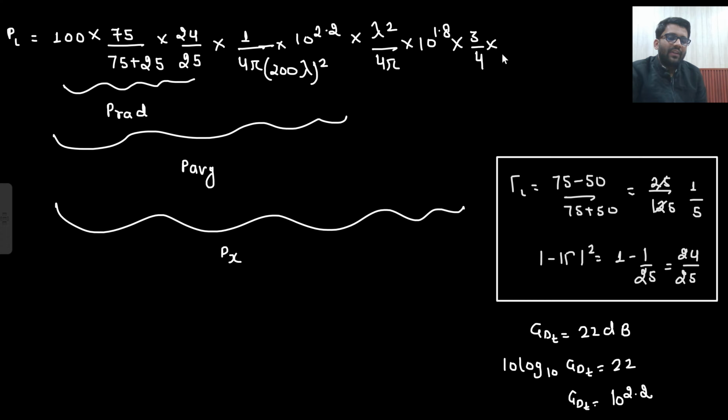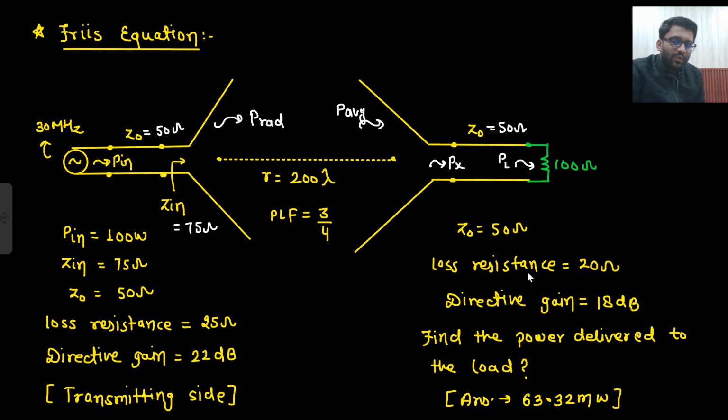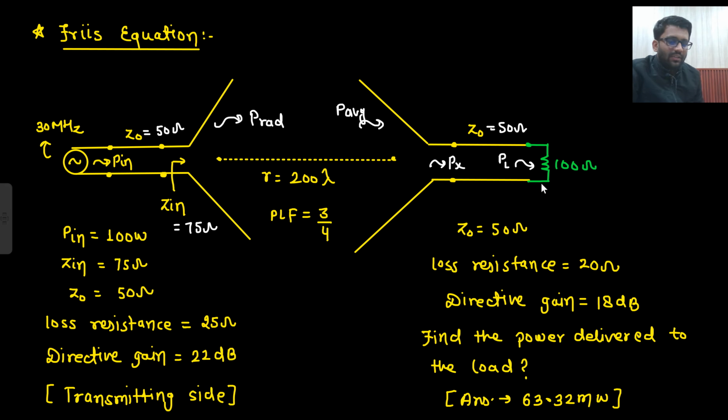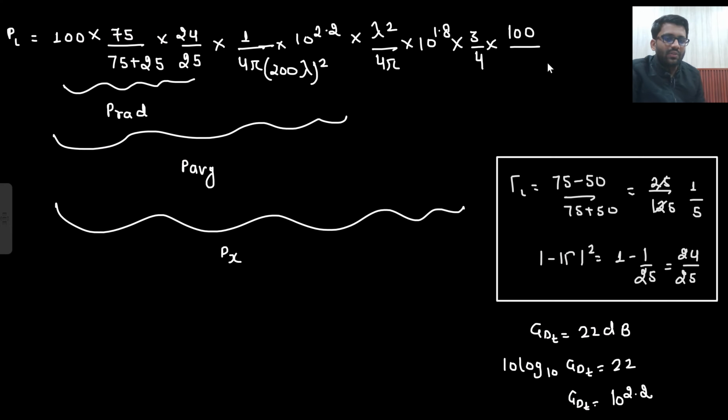Now finally we are finding PL. There is a loss because of the loss resistance. So 100 upon, what is 100? 100 is the load resistance. So 100 upon 120 into the reflection loss. Again we need to take the reflection into action. This was at the transmitting side. Now I am finding it at the receiving side.